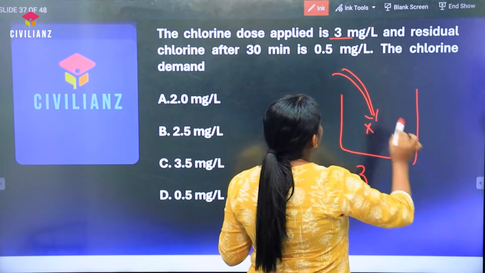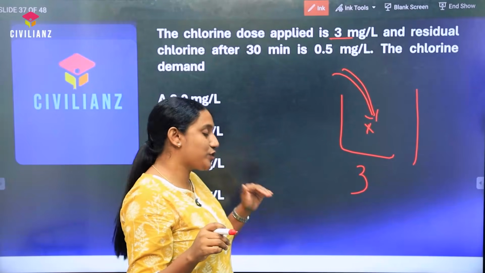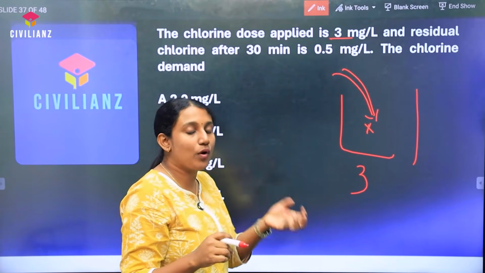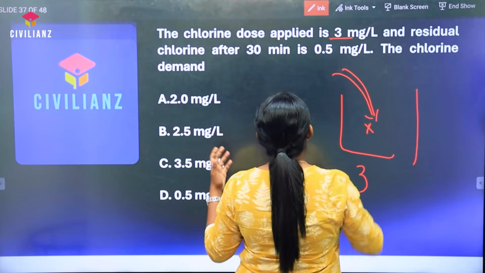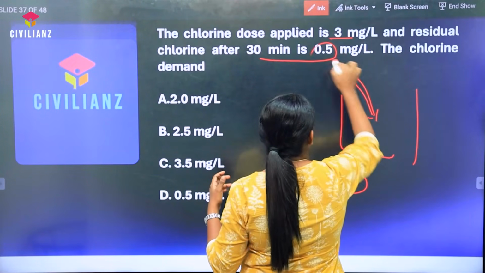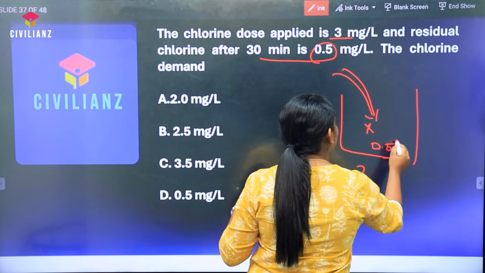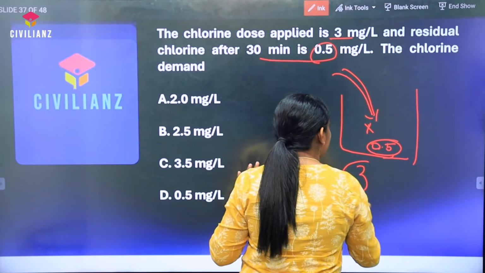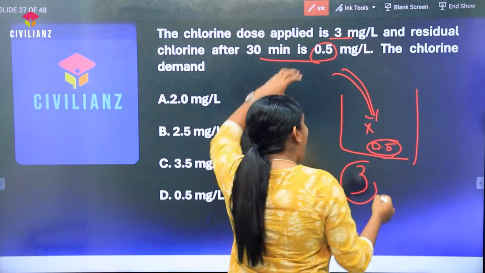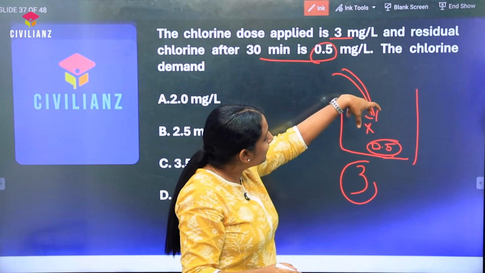And what is residual? After chlorination, some amount of chlorine is still present in the water, and that is residual chlorine. After 30 minutes, the residual chlorine is 0.5 milligram, and the total dosage is 3. So what is the demand? How much chlorine was consumed in this water?